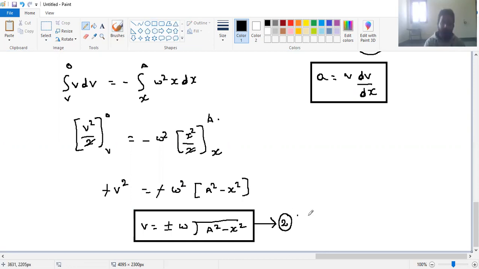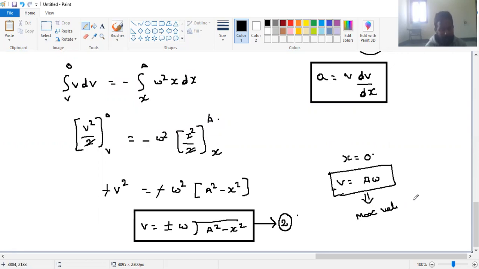So velocity is equal to plus or minus omega into root over a square minus x square. When x is equal to 0, then velocity will become a omega, which is nothing but the maximum velocity. At which position is the maximum velocity? That is at the mean position. So v is equal to a omega is the maximum velocity at the mean position. So you can take it like this.